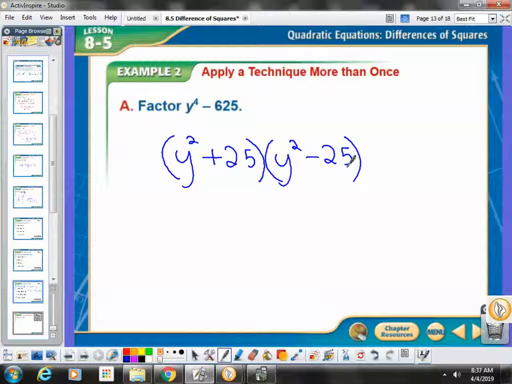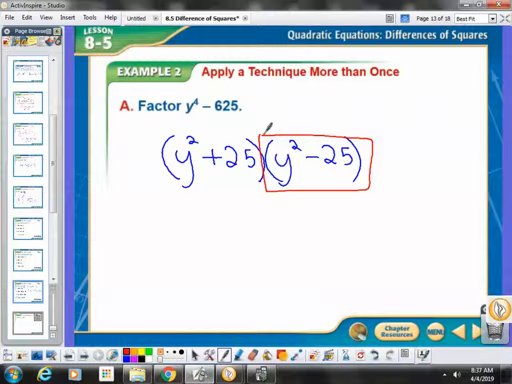I think we can factor again. Does anybody see the spot where I can factor again? Which one? This one. In that parenthesis, the one I put a red box around, I have a binomial minus a binomial, don't I? Let me say that again. I have a perfect square minus a perfect square.